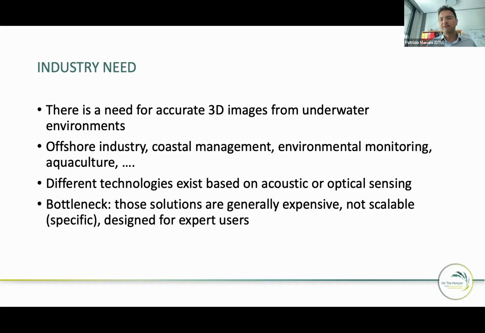And of course, different technologies have been used to achieve these 3D image reconstructions. They are not only optical sensings that, of course, are very much limited by underwater visibility, which is generally quite poor, especially if you apply those in places like Denmark, as we do. Another option is the use of acoustic devices, which is a very good opportunity to expand your field of view. But of course, it's a bit more difficult to use, and generally they are dedicated for expert users. In any case, the existing solutions for these 3D images are generally quite expensive and rather specific to specific applications indeed.